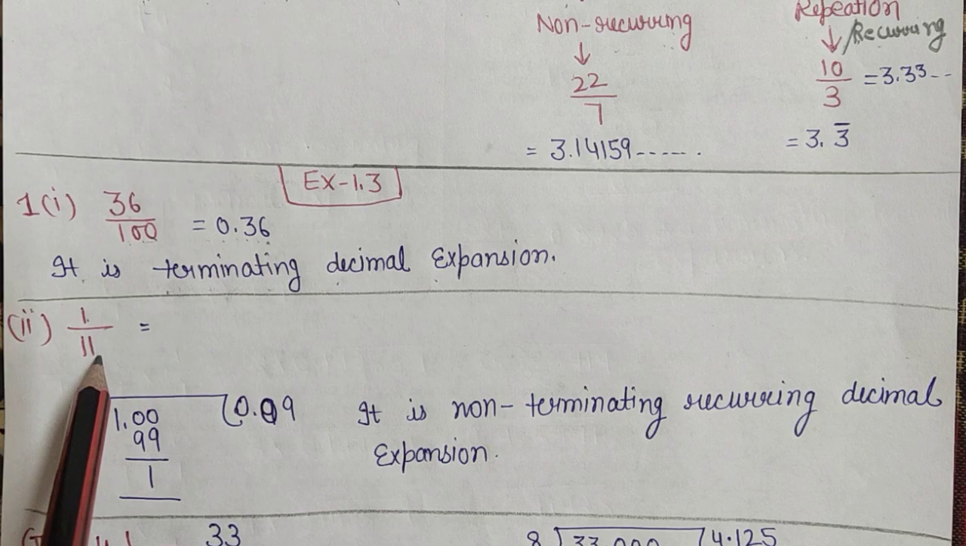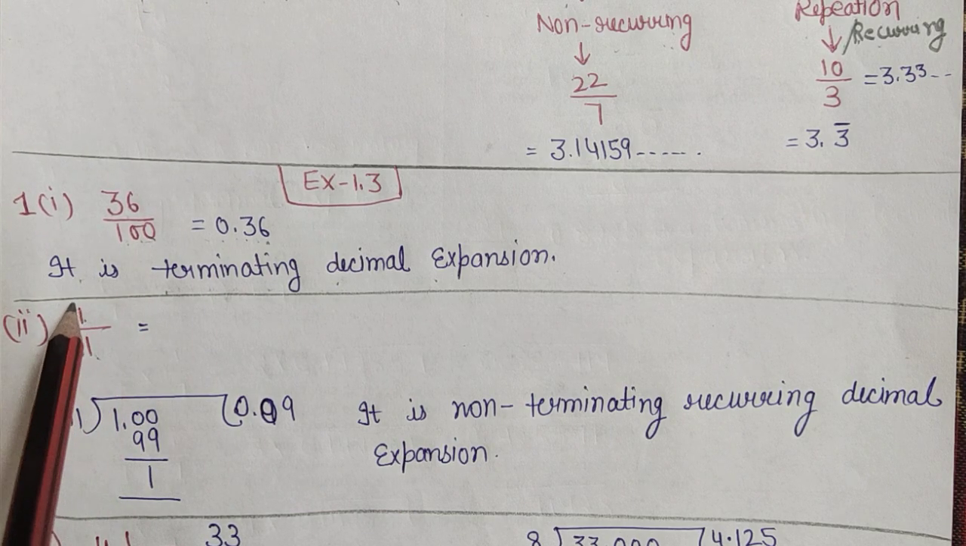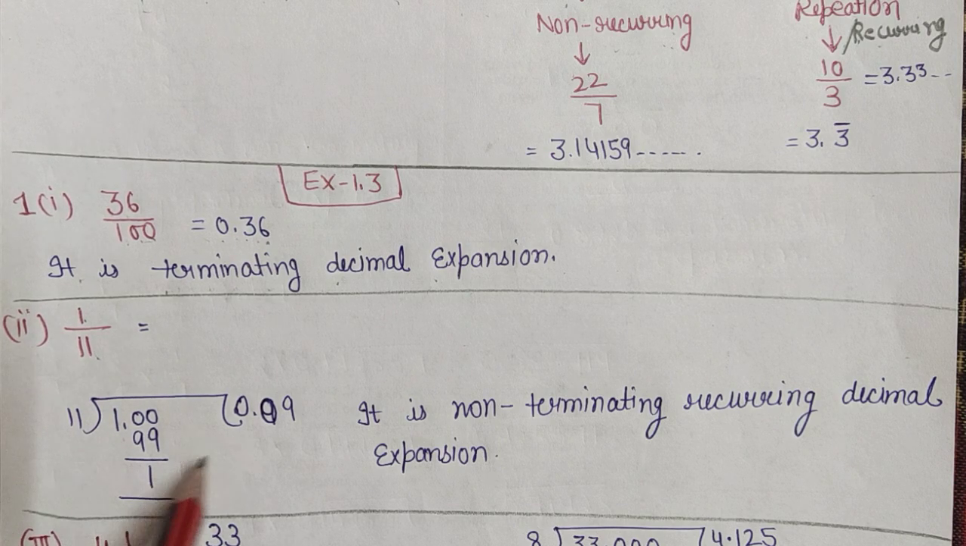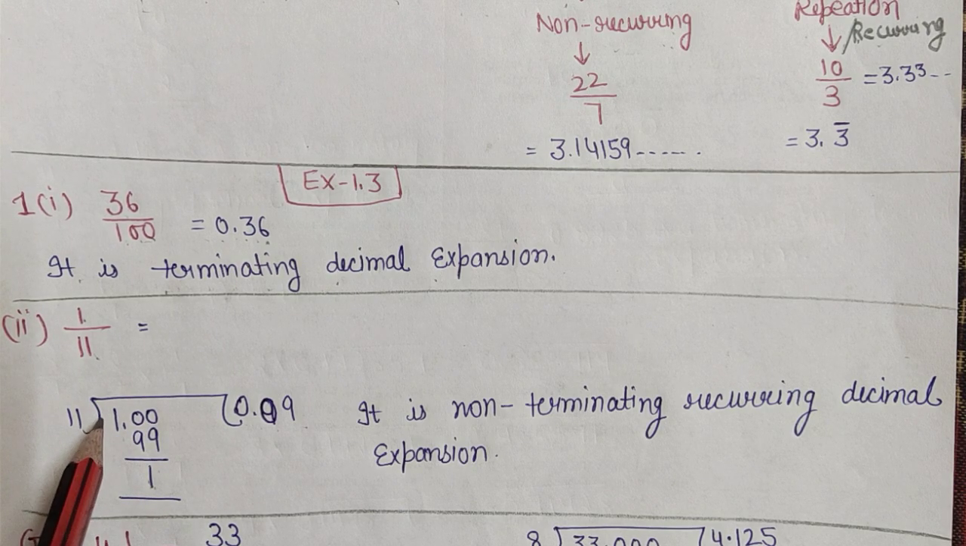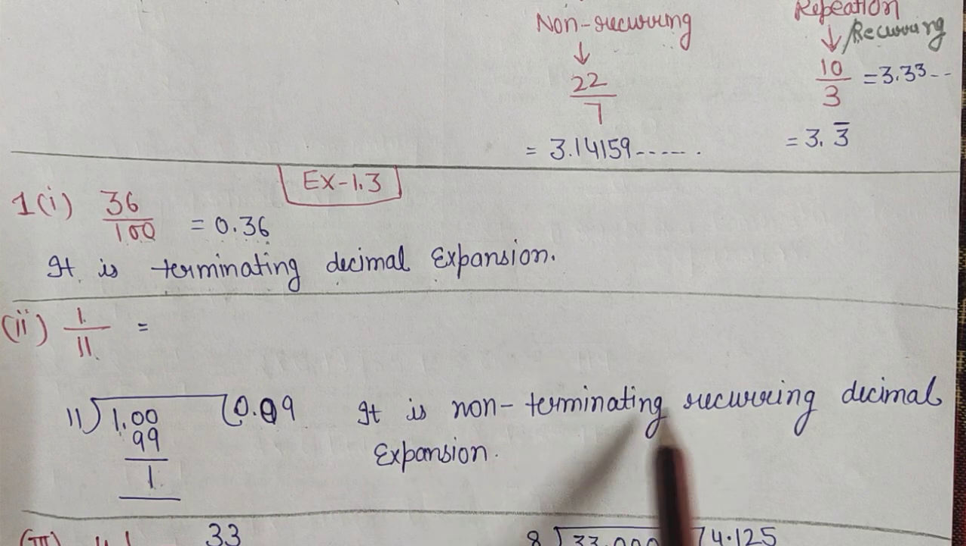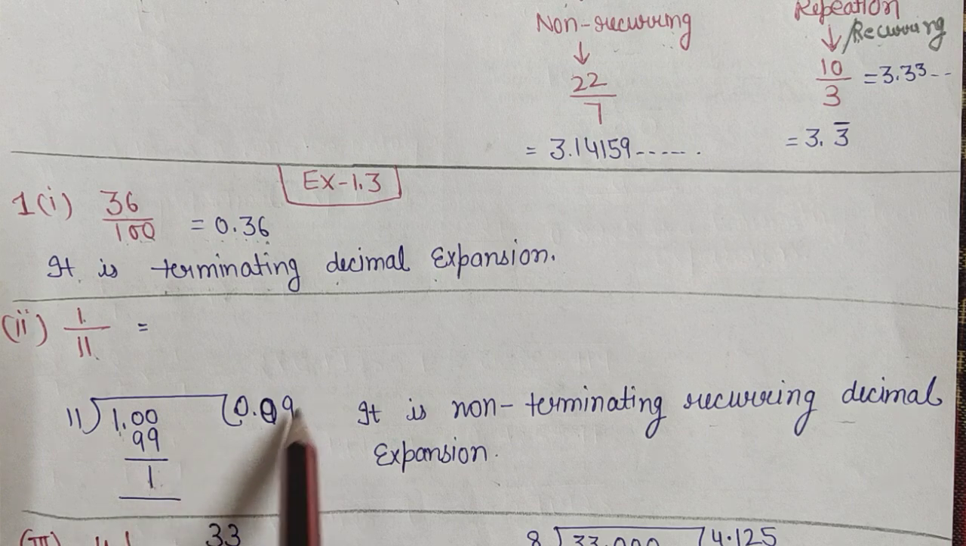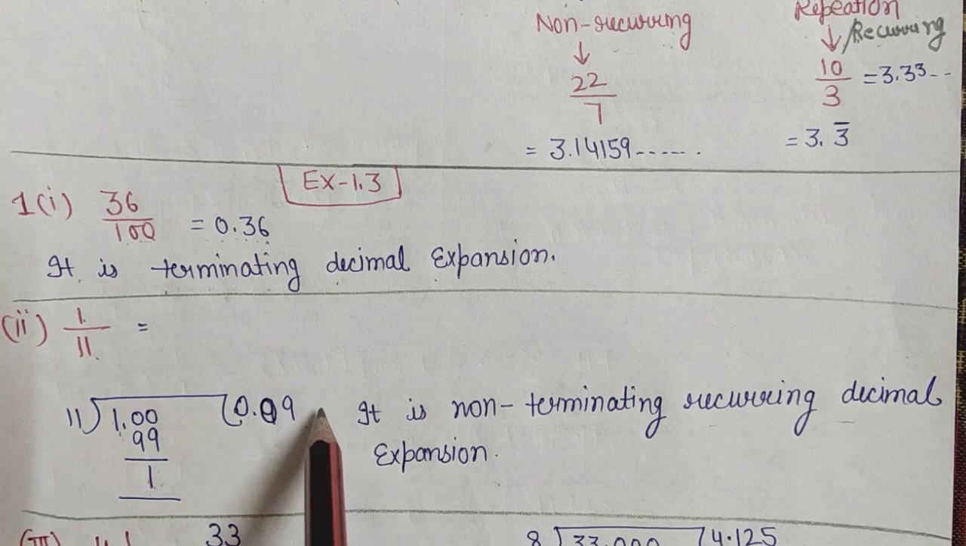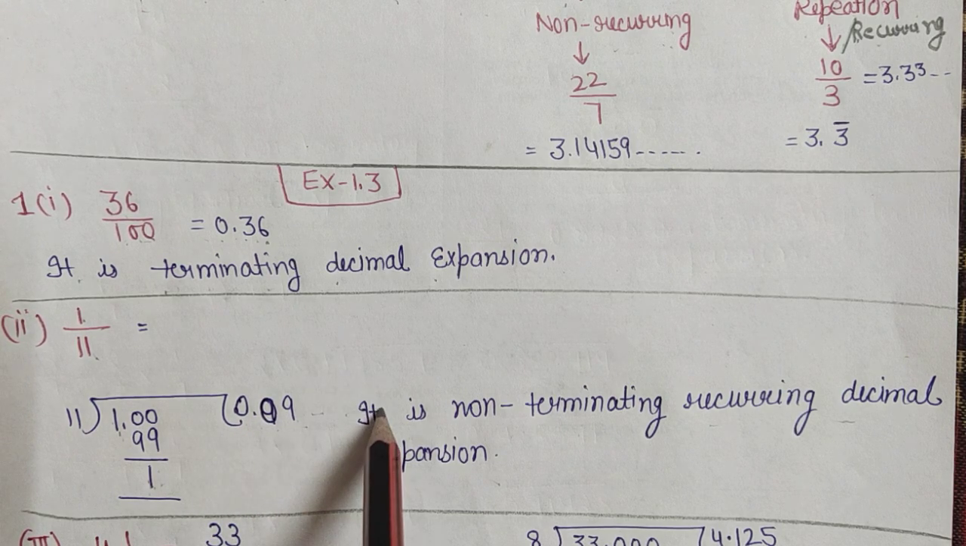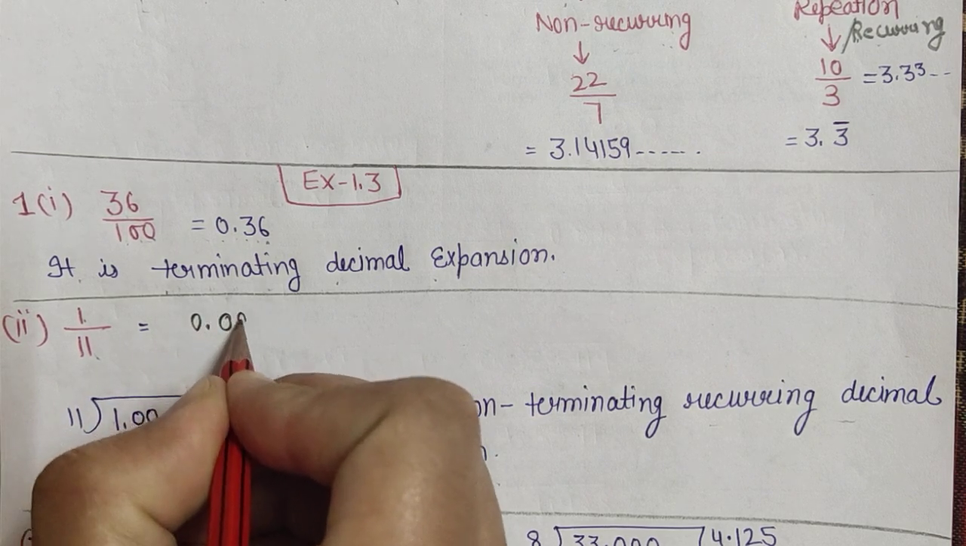Next is 1 upon 11. 1 upon 11 means I have to divide 1 by 11. When I divide, the answer will come 0.09 and the remainder is not equal to 0. And the same number is repeated here, because now your question starts from 1 again. So it is a non-terminating, reoccurring decimal expansion. If I divide further, the same answer will come, 0.0909090909. This way it is going on. So we can write 0.09 bar.